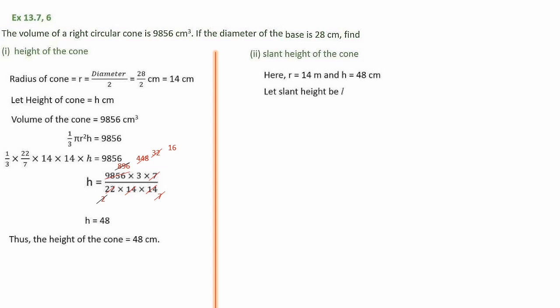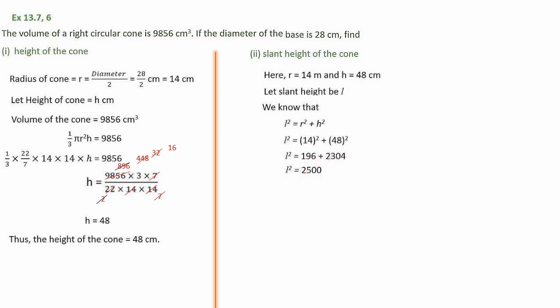Slant height means L we have to calculate. For that R is there, H is there with us. By using the L, H, R relation, we have to find out the value of L. Then L square is equal to R square plus H square. That is our LHR relation. Substitute it. L square is equal to R square, 14 square, plus 48 square. Then L square is equal to 14 square, we have 196, 48 square, that is 48 into 48, you will get 2304. Then when you add these two we will get 2500.